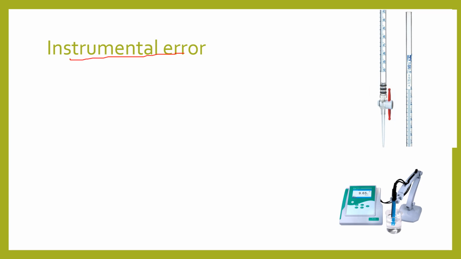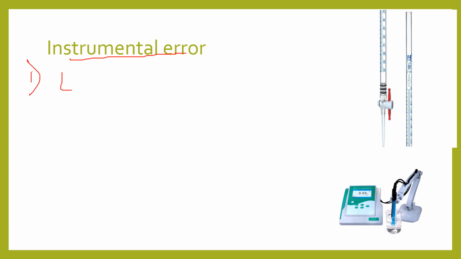The first error which we are going to see is instrumental error. Whenever students work in the lab with an instrument and commit any mistake, what do they say? Madam, instrumental error. It is not our mistake, it is the instrument's mistake. So the blame is on the poor instrument. But don't do this. You should know the actual meaning of instrumental error. So what are instrumental errors?